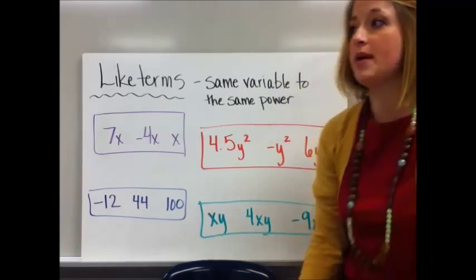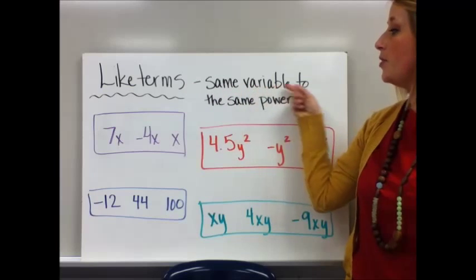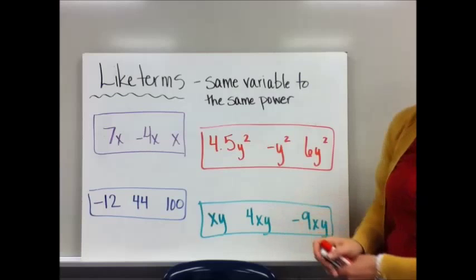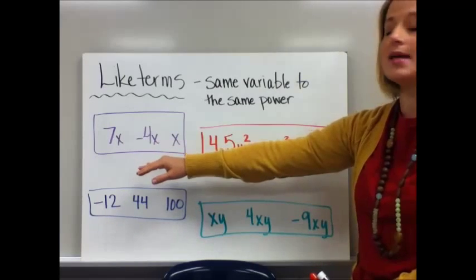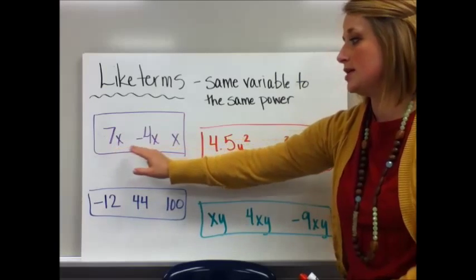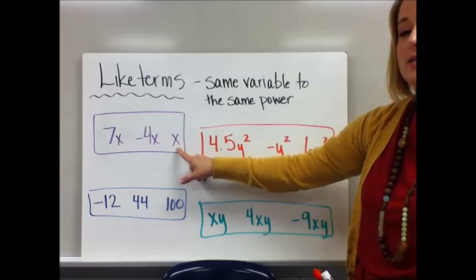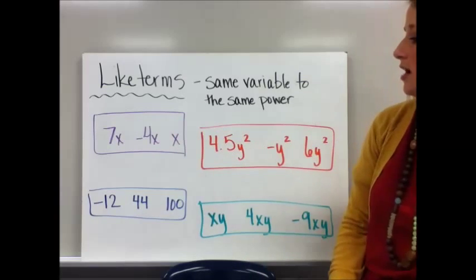Now that we know what a term is, we're going to look at like terms. Like terms have the same variable to the same power, talking about exponents. I've grouped some families that have like terms. In purple you see the x family. 7x would be a term. Negative 4x. x. When you see a variable by itself like this, that simply means 1x. It's like there's an invisible coefficient there.